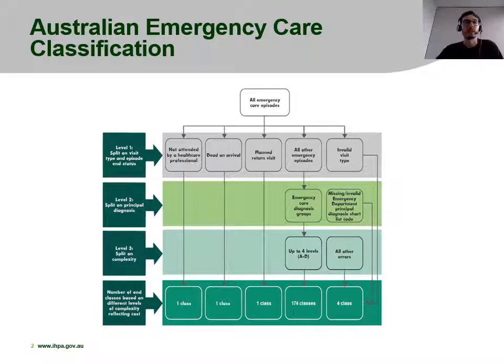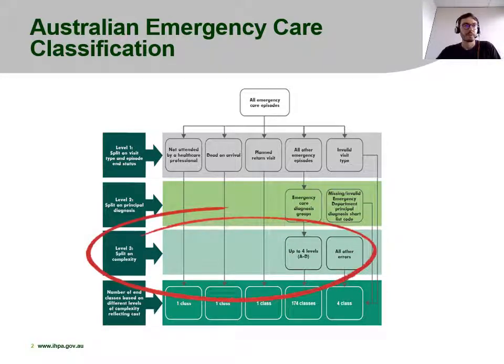Level 1 splits episodes where visit type and episode end status values are used as the main classifying variables, and those where diagnosis is captured. Level 2 clusters episodes into major clinical conditions managed in emergency care settings. These groups are called emergency care diagnosis groups. And Level 3 is where emergency care diagnosis groups are partitioned into N classes of different levels based on complexity. And this is the area focused on in today's presentation.